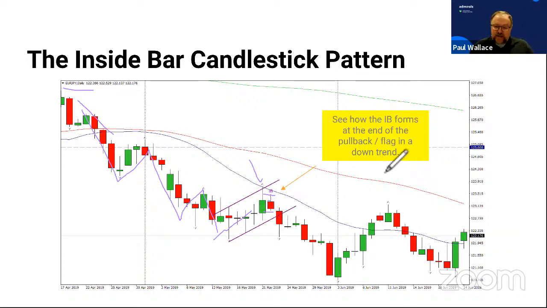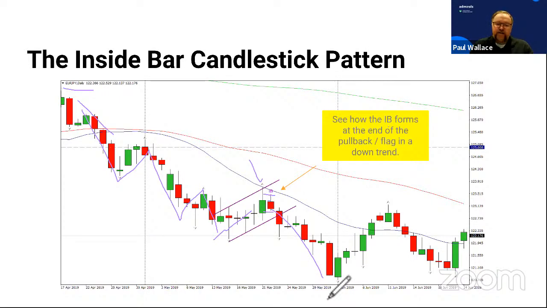And see how that inside bar forms. It's the end of the pullback, okay? It's the end of the flag pattern. And from that, price then moves down, okay? And that's what we're looking for. That's one of the ways that we can use inside bars to help us trade trends for beginners.